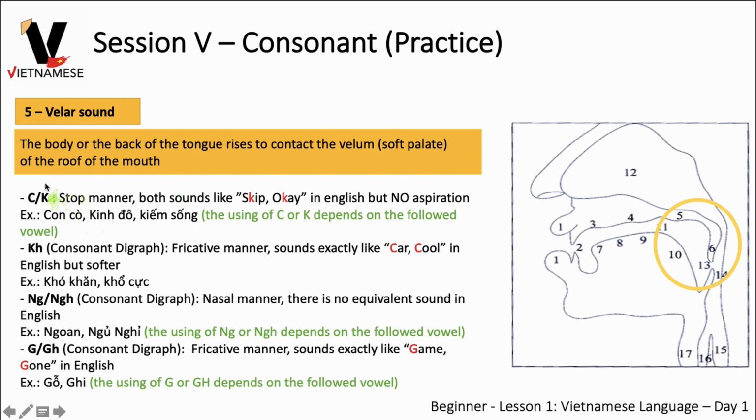Okay. The first one, g. Stop manner. It sounds like "skip" or "okay" in English, but no aspiration. So it's like skip, or okay. For example, con cò, or kinh đô, or kiếm sống.